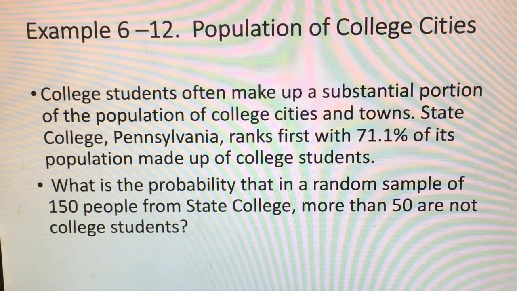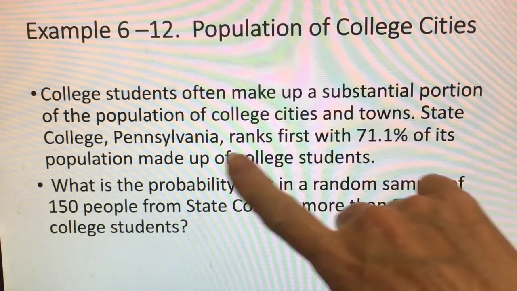Guided student notes. College students often make up a substantial portion of the population of college cities and towns. State College, Pennsylvania, ranks first with 71.1% of its population made up of college students. What is the probability that in a random sample of 150 people from State College, more than 50 are not college students?